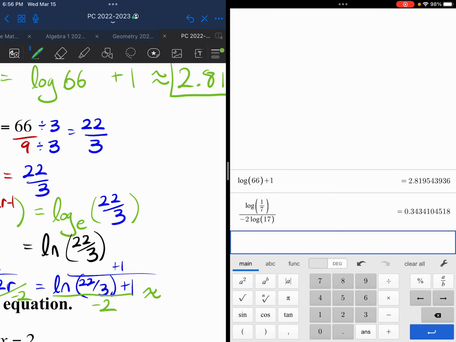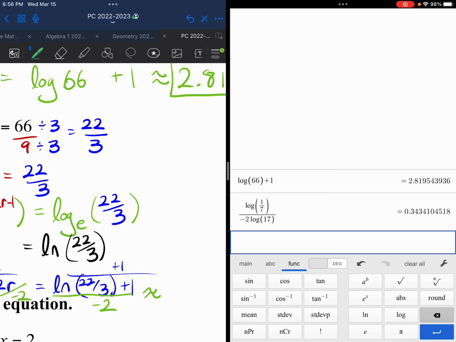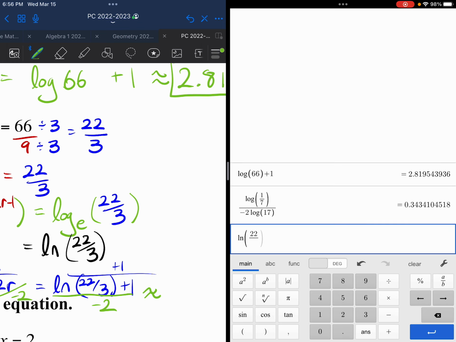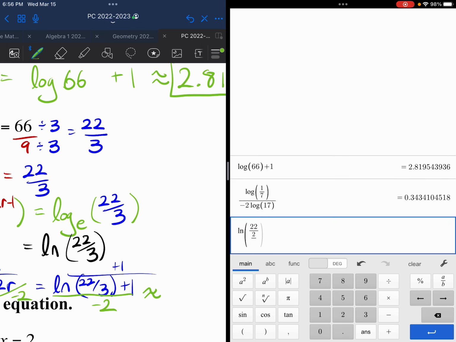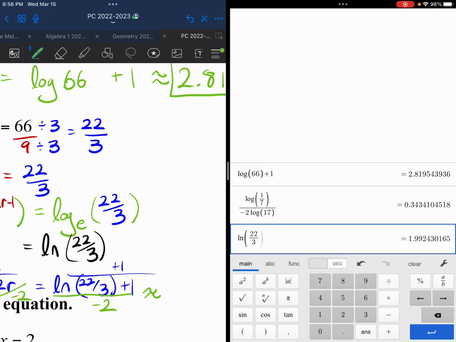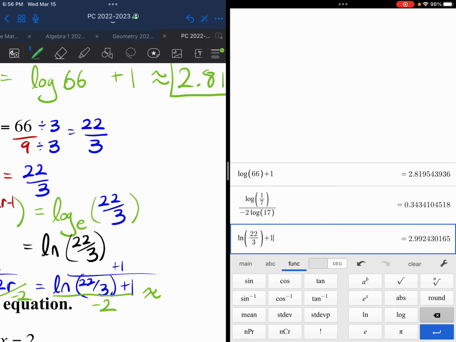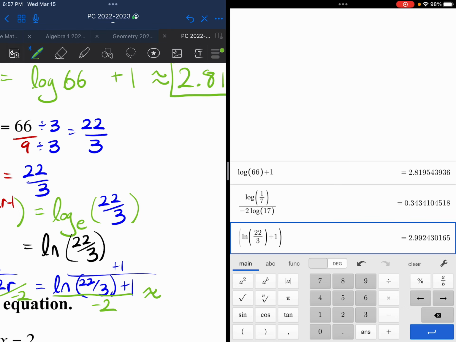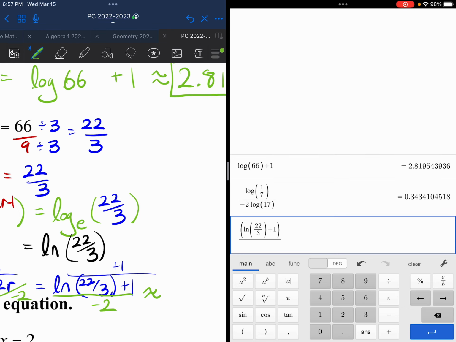So what are we going to have here? I need to type in natural log, so ln, and then I'm going to have this fraction 22 divided by 3. Then I'm going to do plus 1, and then if I end some parentheses right here, it'll keep everything in the numerator. Put them in parentheses, just end the parentheses, and then I'll say divided by, so it keeps it all in the numerator, and divide by negative 2.